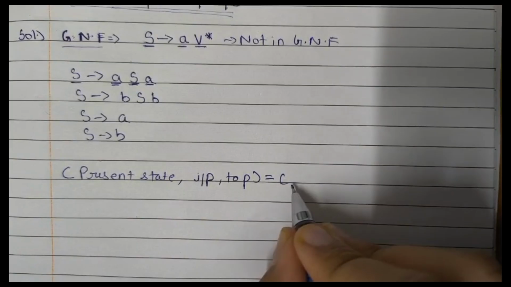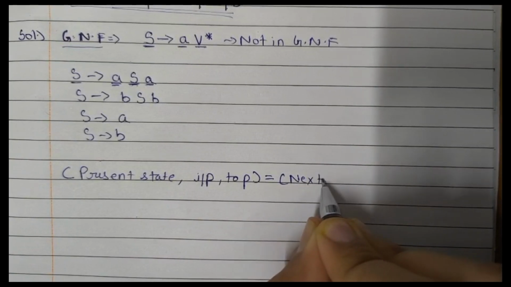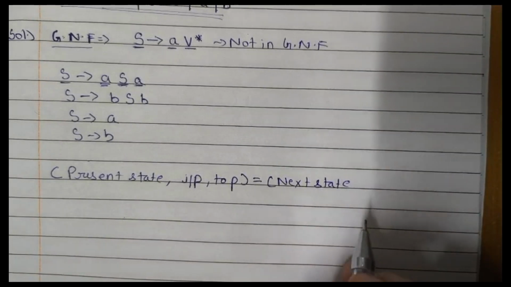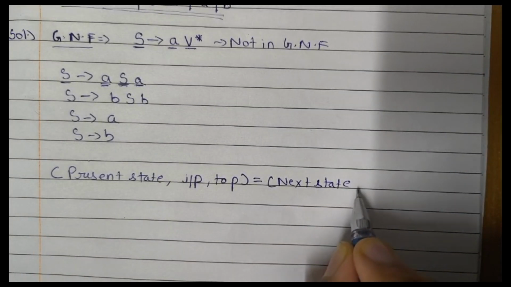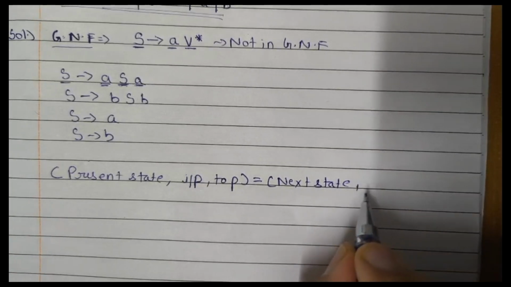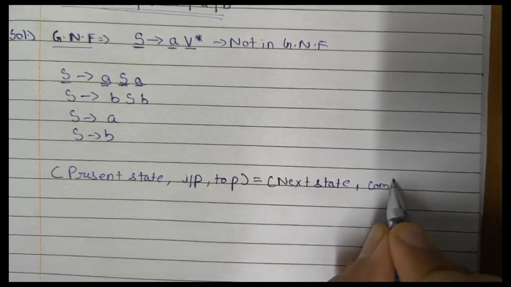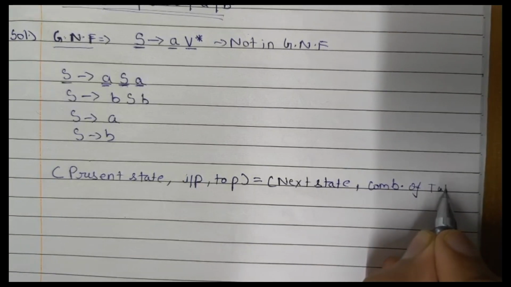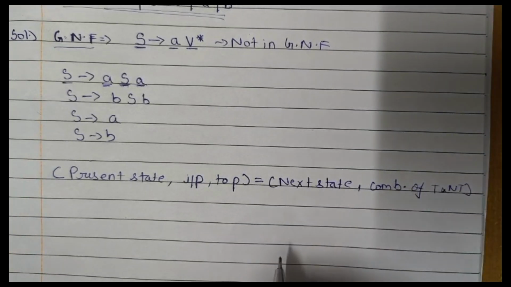It should contain two things. The very first thing is the next state, whichever state we are moving to, and then the combination of the terminals and non-terminals. I will explain what it is. First let me write it. The combination, I'm just writing COMB, of terminal and non-terminal. I hope it's visible. Yes.